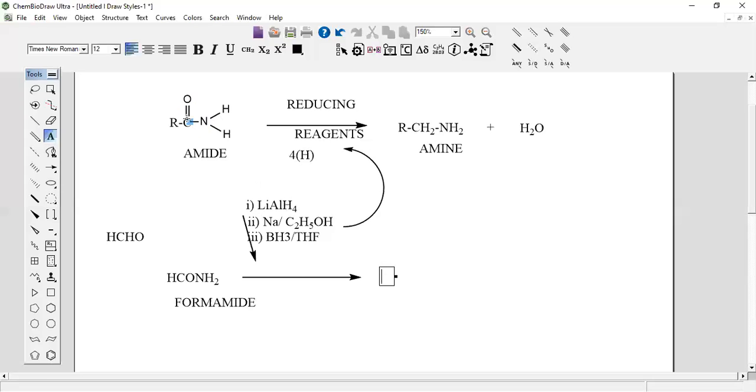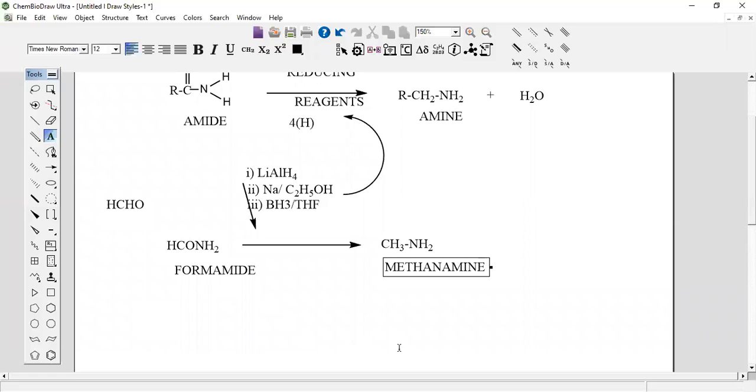You see this conversion? What happened? The C double bond O is changed to CH2. Simply, instead of the oxygen you write 2 hydrogens. One hydrogen is already there, so this is going to be CH3NH2. Can you tell me what is its IUPAC name? Methanamine. Very good. This is going to be methanamine.